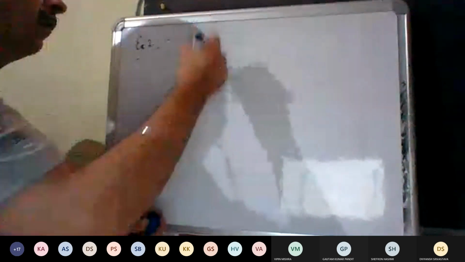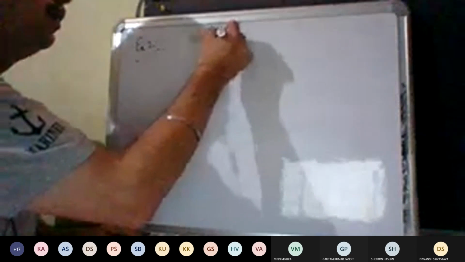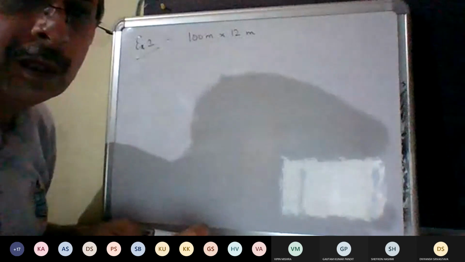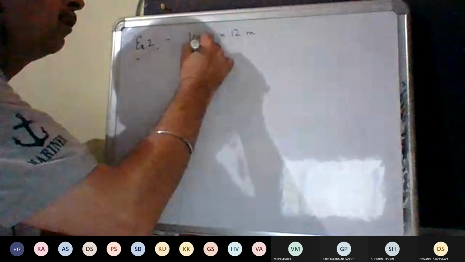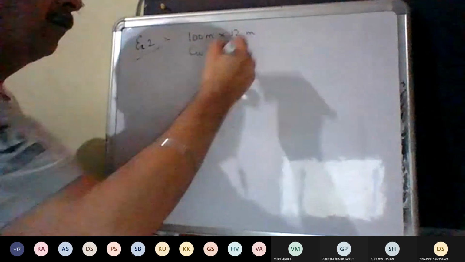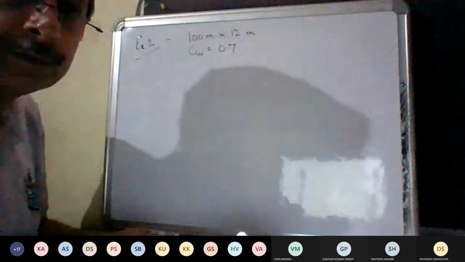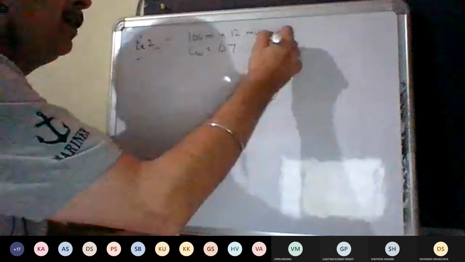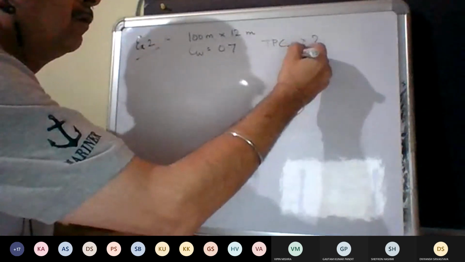The length and the breadth of the water plane of a ship are 100 by 12, and the coefficient of fineness of the water plane, CW, is 0.7. Find the TPC in salt water and fresh water.